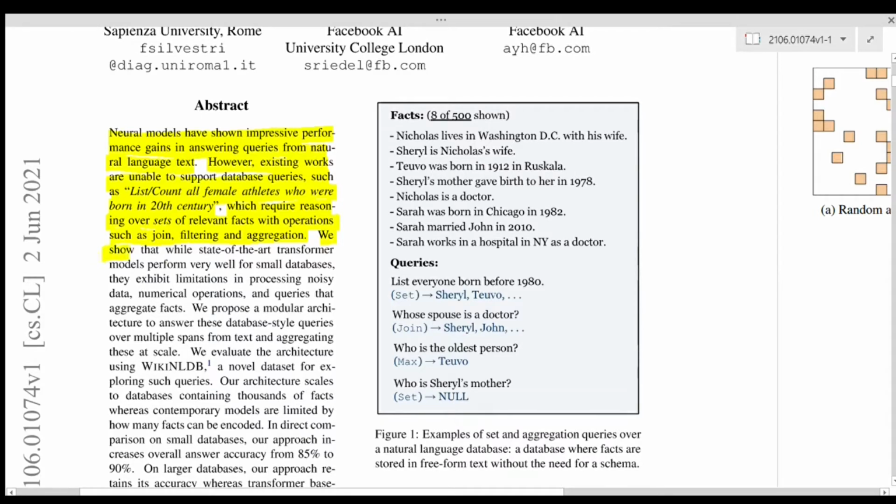We show that while state-of-the-art transformer models perform very well for small databases, they exhibit limitations in processing noisy data, numerical operations, and queries that aggregate facts. So here they have also mentioned the transformer architecture in databases. Now, as we all know, transformers are the best in NLP queries. However, what they lack is the quadratic space complexity that we discussed in multi-head attention.